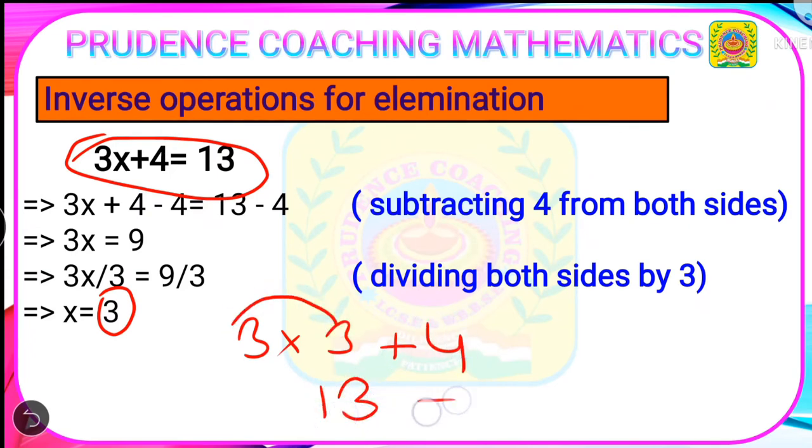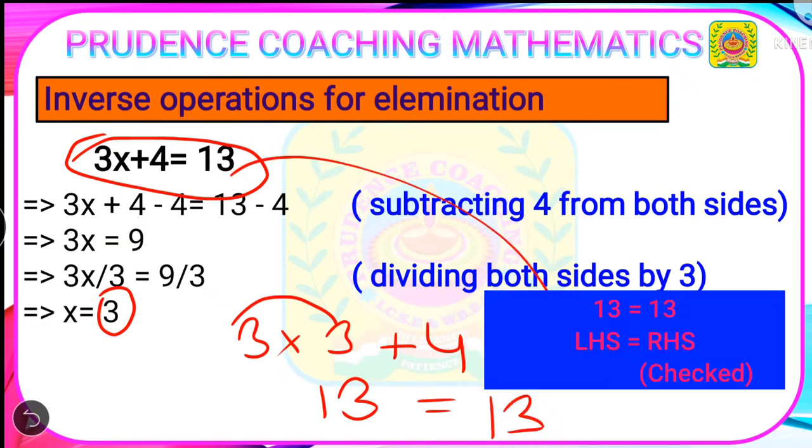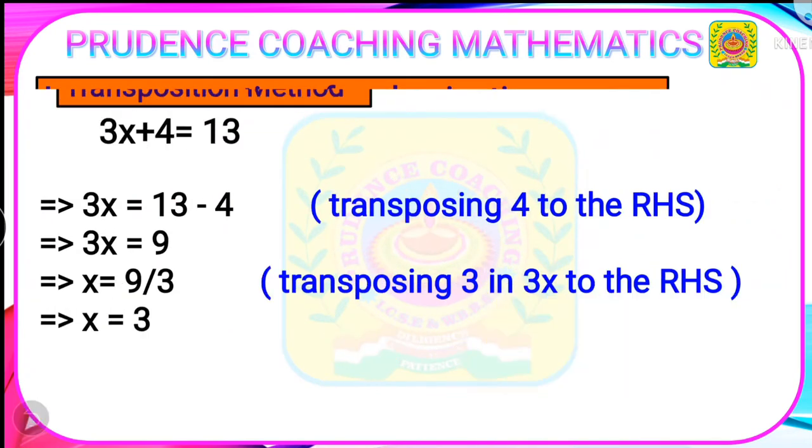As you can see, 3 into 3 is 9, 9 plus 4 is 13. So this value is equal to the given value, that is 13, that is LHS equals RHS by putting the value of x as 3. Therefore the correct value of x is 3, which is our answer. Next we will go through the next method.